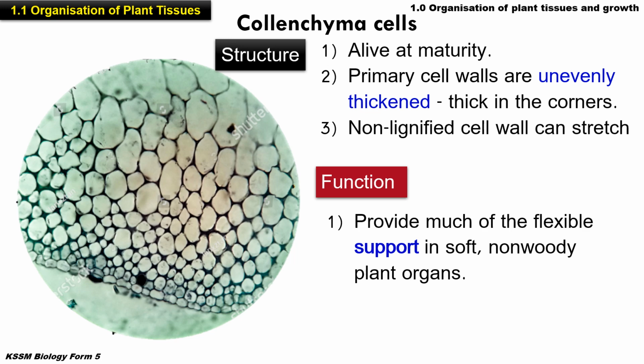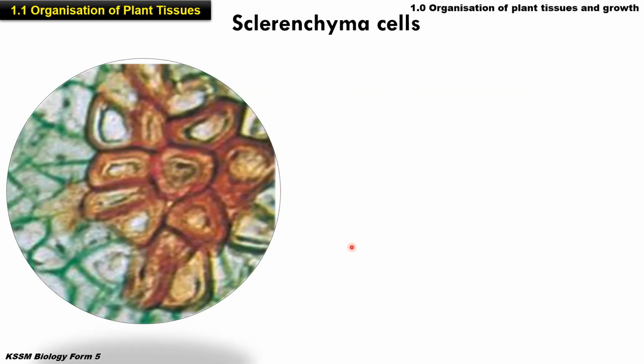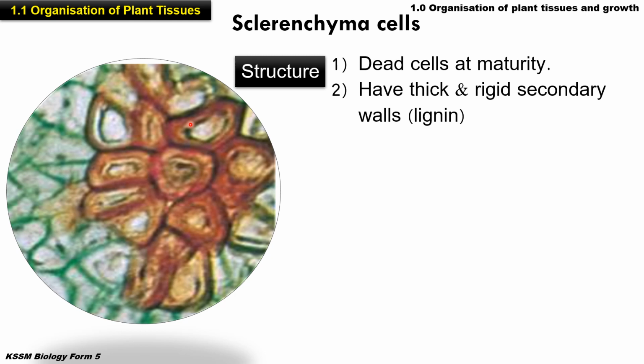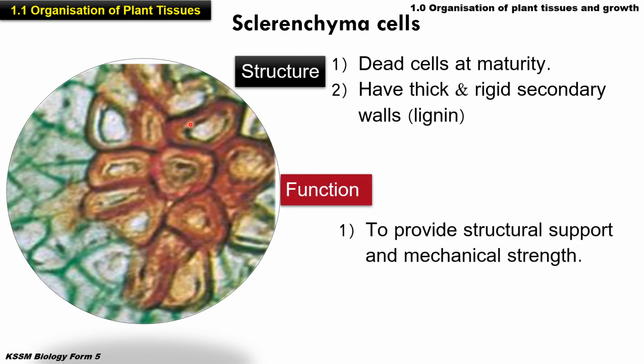Okay, last one. Sclerenchyma cell. So for the sclerenchyma cell, this one yang warna coklat ni very thick. So it's made up from the dead cell at the maturity. Dia dah jadi sel yang sudah mati sebab tu dia tebal. Okay. Alright, and have thick and rigid secondary wall. Okay, dia ada lignin. Okay, function, because dia ialah sangat tebal, very thick, and then of course it will give the structural support. Boleh? Okay.